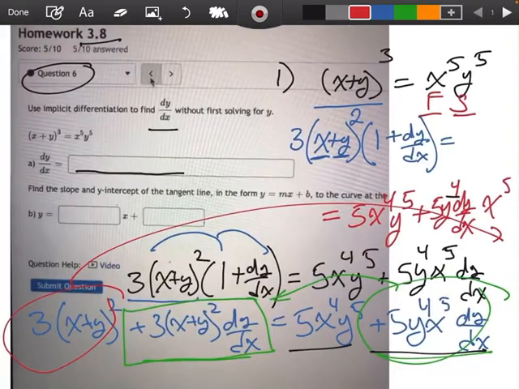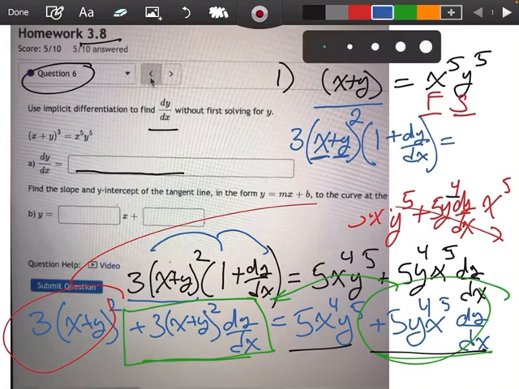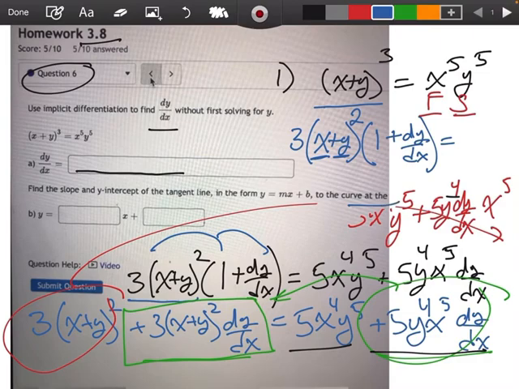Now, there's a second part to the question. Find the slope and y-intercept of the tangent line in the form y = mx + b to the curve at, oh, do we have the point? I don't know if I have the point here, y'all. Let me check, because I don't think I have the point. Let me double check. I don't see it here. Yeah, I'm missing the point for the second piece, okay? When you sent me the screenshot, I'm missing that point.